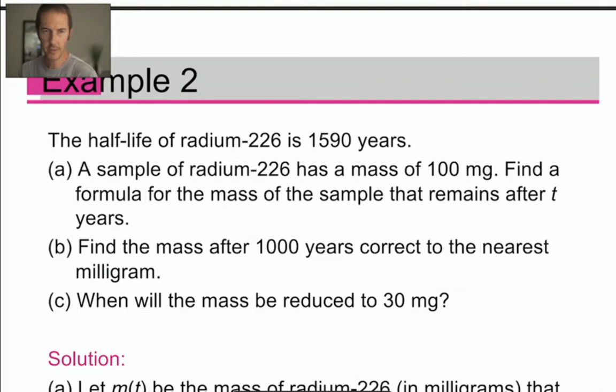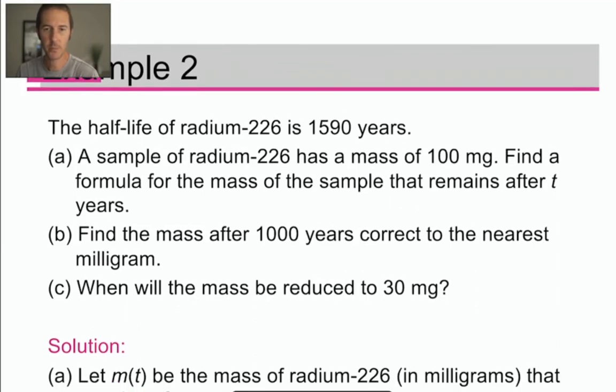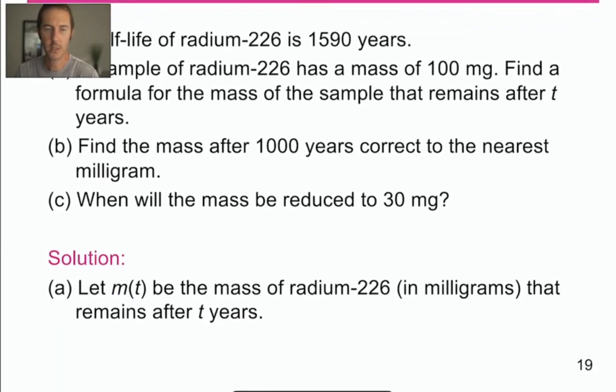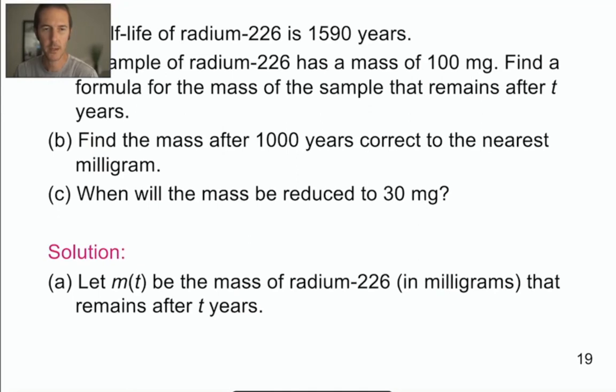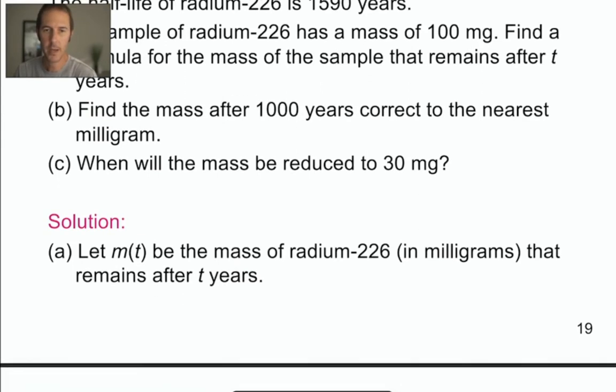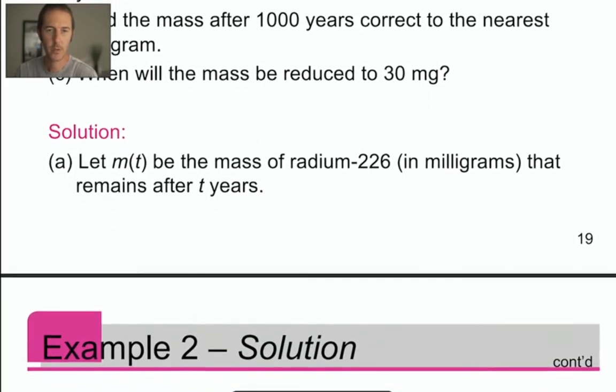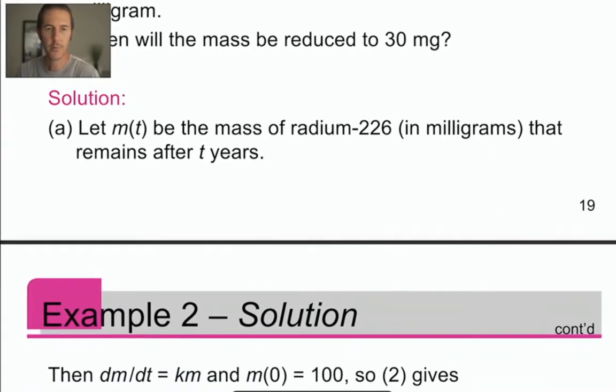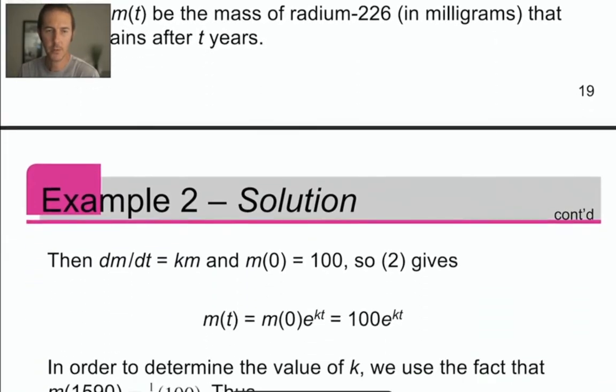We want to try to find a formula for the mass of the sample that remains after t years. And then we want to find the mass that we think is going to remain after 1,000 years, specifically, correct to the nearest milligram. It's pretty demanding. And we want to know when will the mass be reduced to 30 milligrams. So our function m of t is going to represent mass remaining after t years.